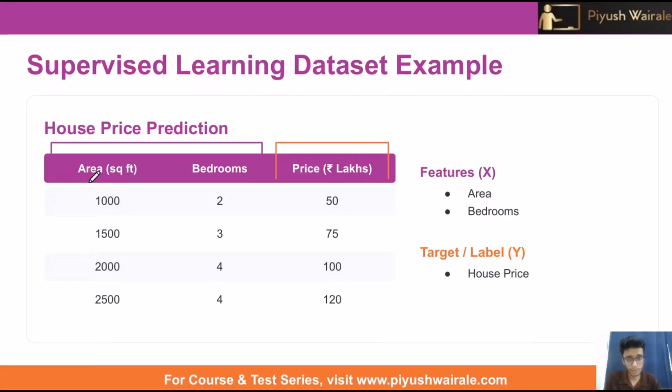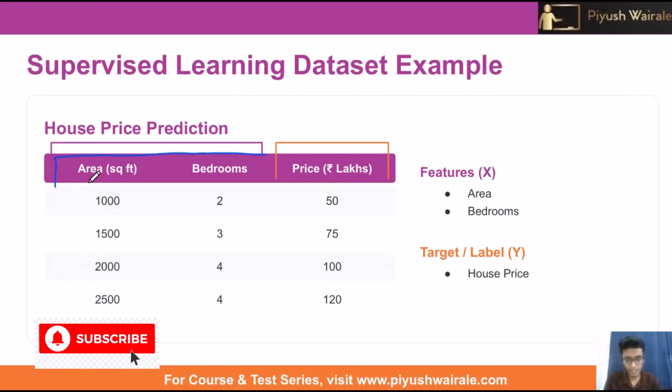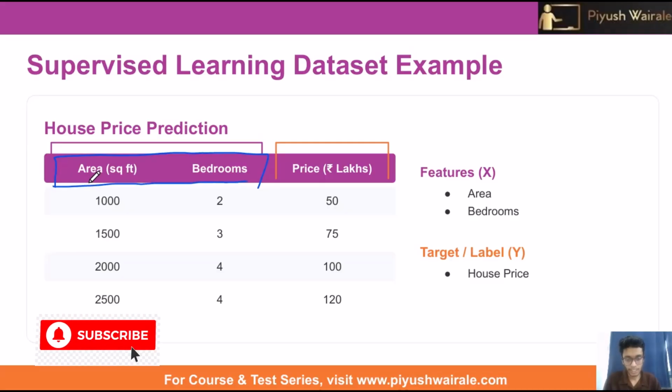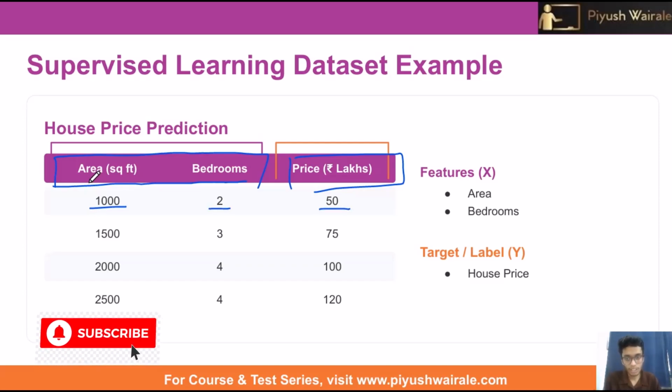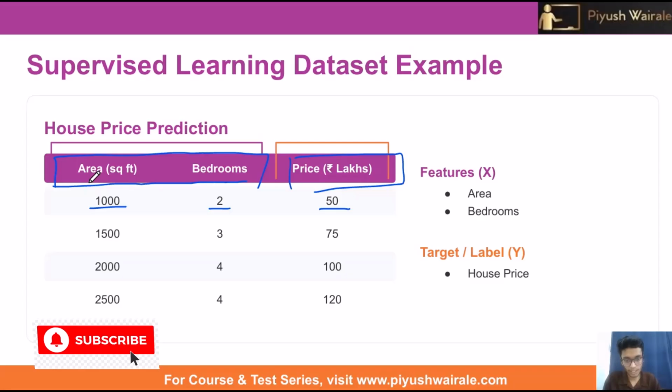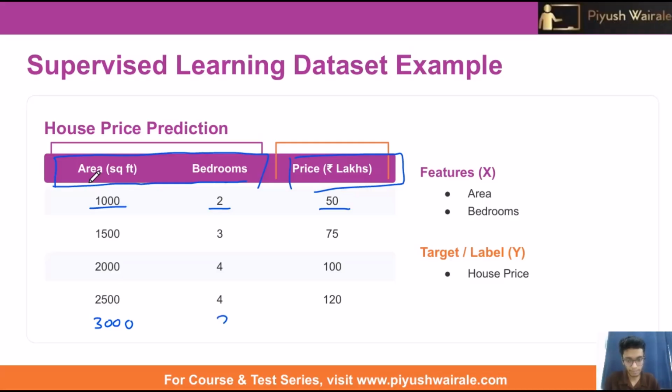Here's an example of a supervised learning data set. These are the features: area, bedroom, and this price column is the label. Like if the area is 1000, the bedroom is 2, the price is 50. Now the supervised learning algorithm will try to learn through this data, and if a new data point is given, let's say the area is 3000 and there are 3 bedrooms, it will try to predict the outcome here on the basis of these two features.